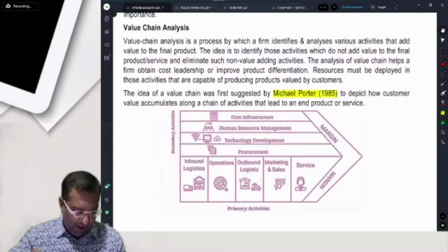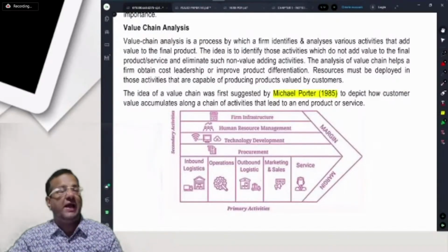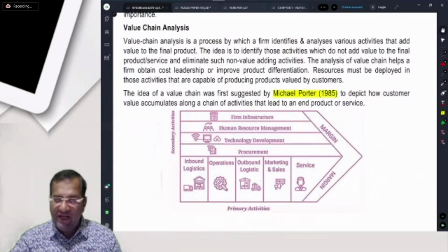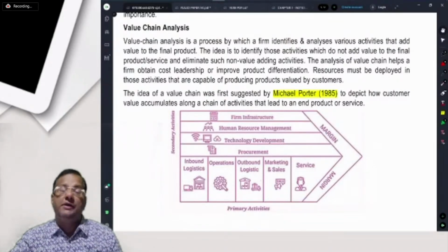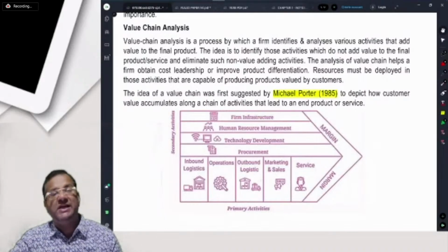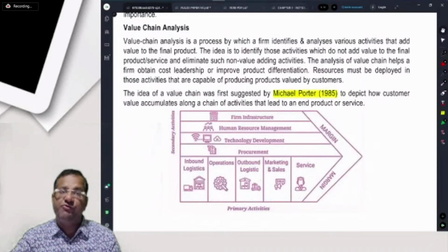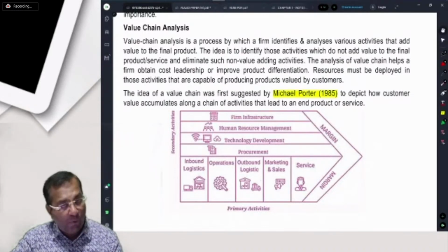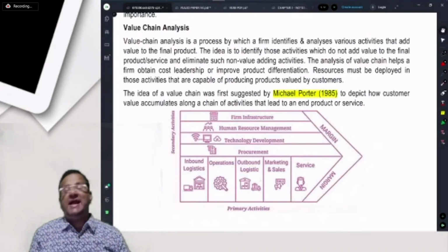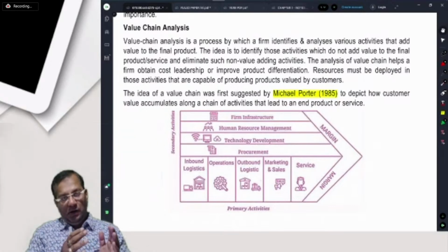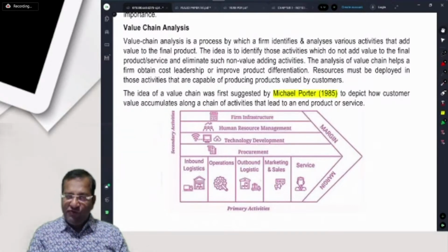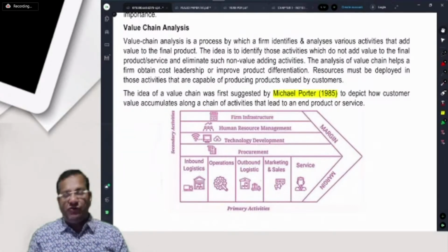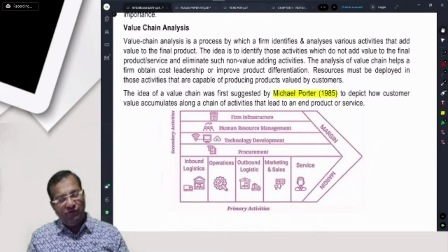Okay, beta. So I'm starting value chain analysis. I think we have written 1 or 2 points related to value chain analysis. The first point I think we have written is the name of the author. This concept of value chain analysis has been given by Michael Porter in the year 1985. A firm consists of different activities. A series of activities together makes up the organization.